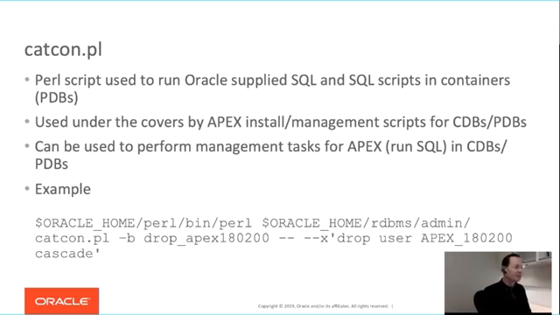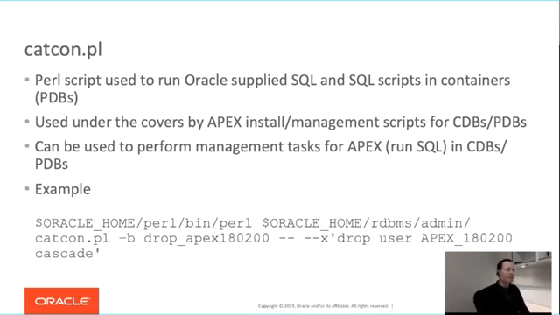Now there's a script called catconpl, and this allows you to run Oracle supplied SQL and SQL scripts in container PDBs. And when you have Application Express installed common in your CDB, you will use this script to manage your Application Express instance, doing DBA tasks that you might have to do. This same script is used by the Application Express install scripts or patch scripts when we detect that you're connected to a CDB and you're running the installation; under the hood we're calling catconpl. But you also need to use this sometimes for management tasks.